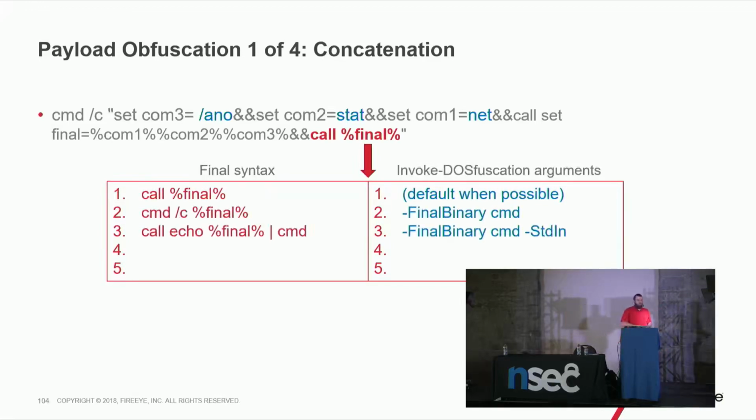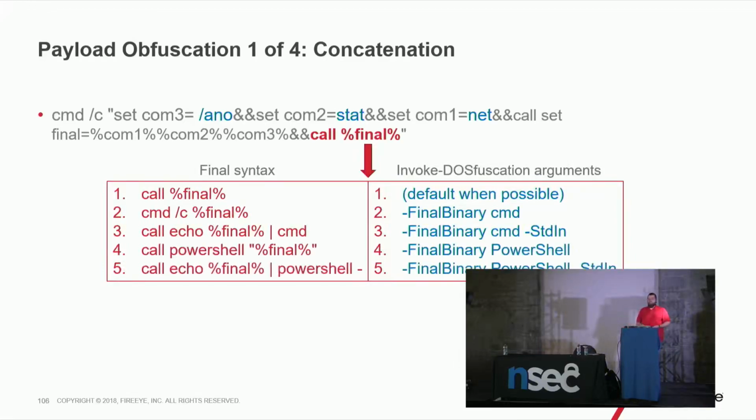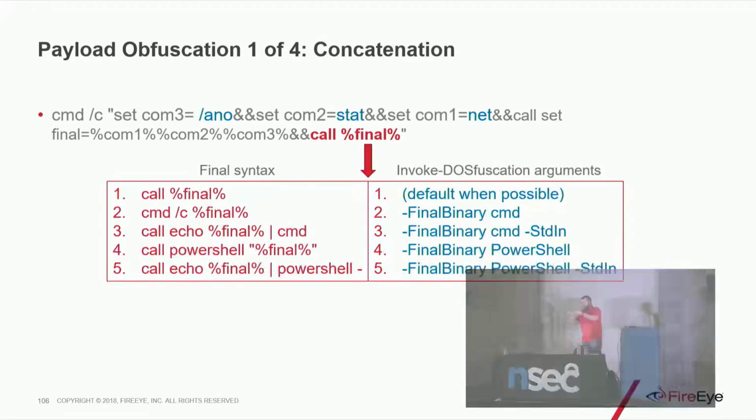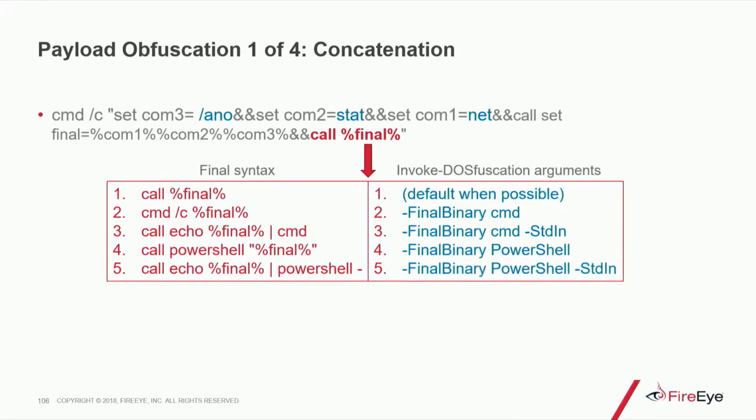What are your options 2 and 3? You can basically just say cmd /C, run the final variable, or you can echo the final variable into the command, the second process. And options 4 and 5 are the same, except they have to do with PowerShell. So I also built into the tool the ability to handle PowerShell layer escaping inside of DOS layer escaping, and that was just madness. But it's there and it works, and this is kind of what that syntax will look like.